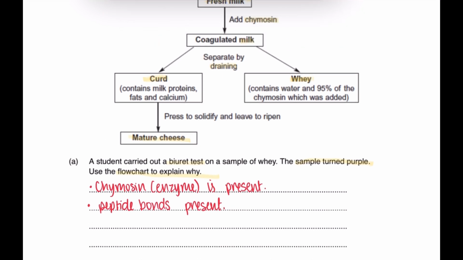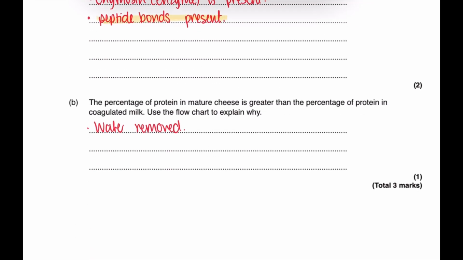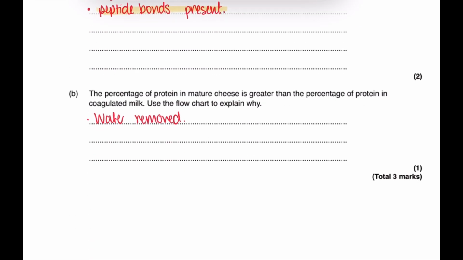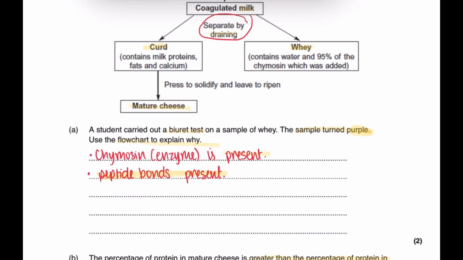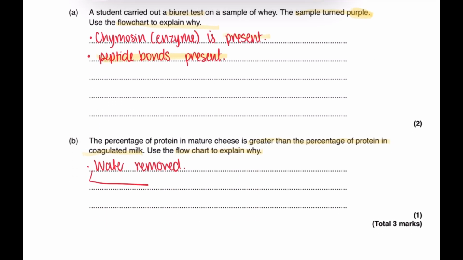So this chymosin is actually an enzyme, and because it's an enzyme, and all enzymes are proteins, that's why it turns purple. The biuret test turns purple if peptide bonds are present, which are present in any type of protein, which an enzyme is. B. The percentage of protein in mature cheese is greater than the percentage of protein in milk. Use the flowchart to explain why. This is because, as we can see here, it's separated by draining. Draining just means that they remove the water, and that's why there's a greater percentage.